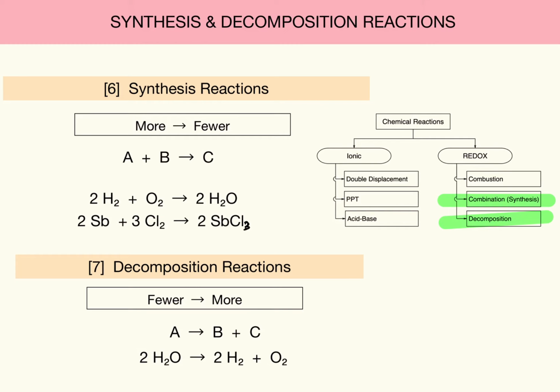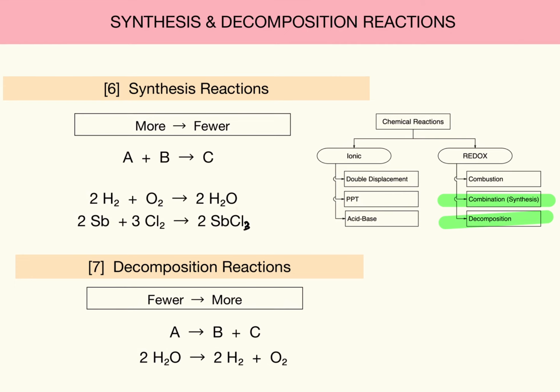And finally, the very last reaction. Type number 7 is decomposition reaction, and it's just the opposite. It's where fewer things are going to more things. For example, 1 thing going to 2 things, or 2 things going to 3 things. That's a decomposition.